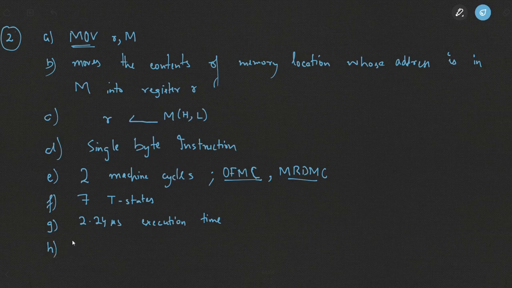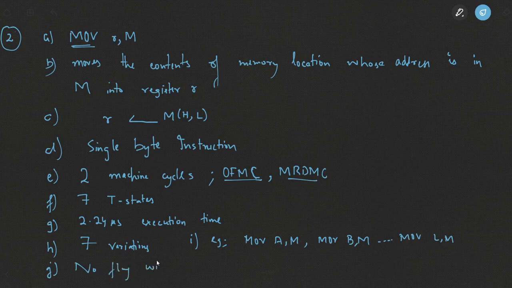Then it has 7 variations. So R can be A, B, C, D, E, H, L, any of those. Accordingly, the examples will be MOV A, M, MOV B, M, MOV C, M, up to MOV L, M. So these will be the 7 variations of this instruction. And no flag will be affected. As I said to you, the data transfer operations will not in general affect the flag register. Then you have the addressing mode.